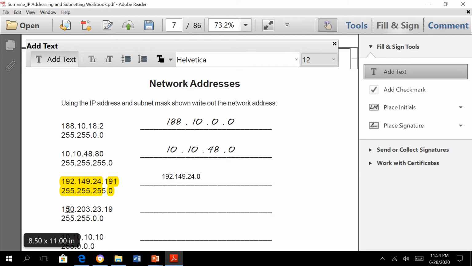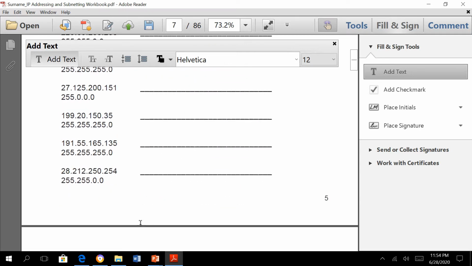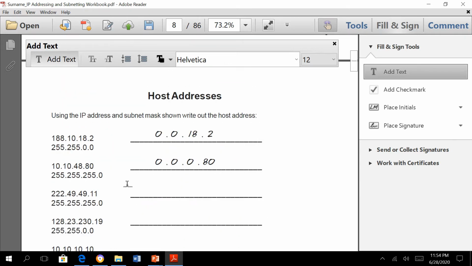If your answer is 150.203.0.0, that's correct. You just look at this, 0.0, then you make this 0. And then, next is the host address, the opposite. So you align the subnet mask to the IP address. If it's 255, aligned to 255, you make it 0. That's how you solve this, like this one. The answer here is 0.0.0.11. I have answered it. There's also an example here.